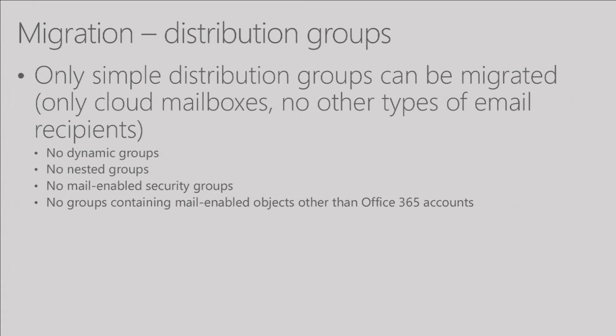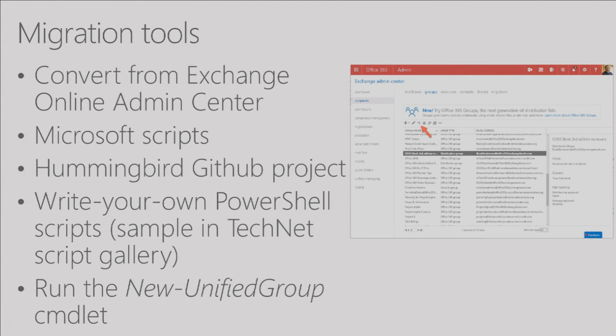In terms of migration of distribution groups, there are features available in the admin tools, but only simple distribution groups can be dealt with, right? Only those that contain cloud mailboxes, for example. No other type of recipients. And that's a bit of a problem because classically over the years, Exchange distribution groups have had all sorts of recipients, public folders, other distribution groups, and so on. However, now, if you look at the Exchange Admin Center, you are able to take those simple distribution groups and have a one-click conversion, and it'll bring it over to an Office 365 group.